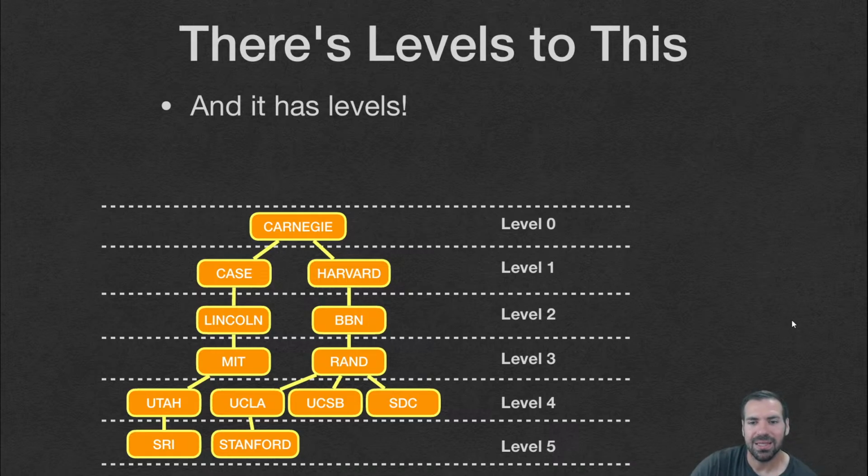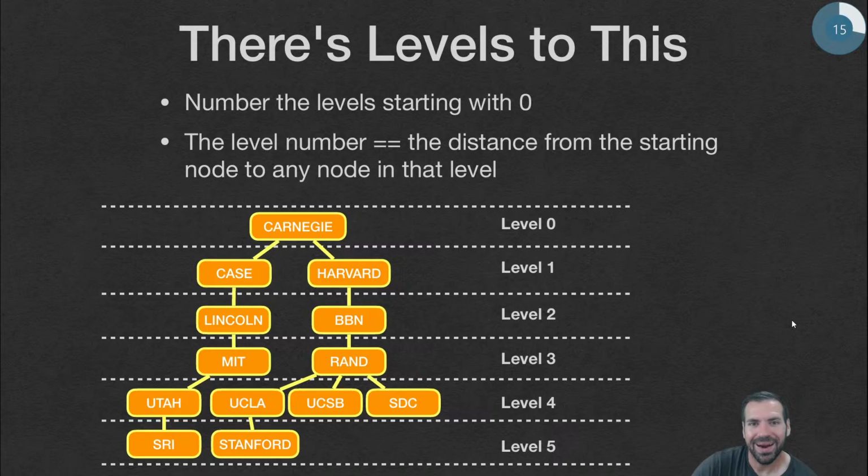And these level numbers are exactly the distance from the starting node to each node in the graph. So from Carnegie to UCSB, the distance between those two nodes is exactly 4 because UCSB landed on level 4. From Carnegie to SRI, you're never going to find a path shorter than 5 because SRI is on level 5. So it has distance 5 from the starting node. And notice this is only from the starting node to each node.